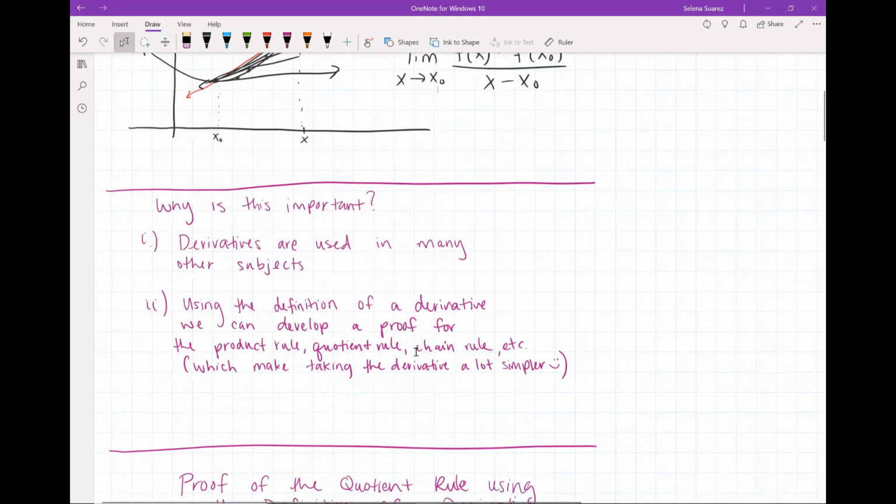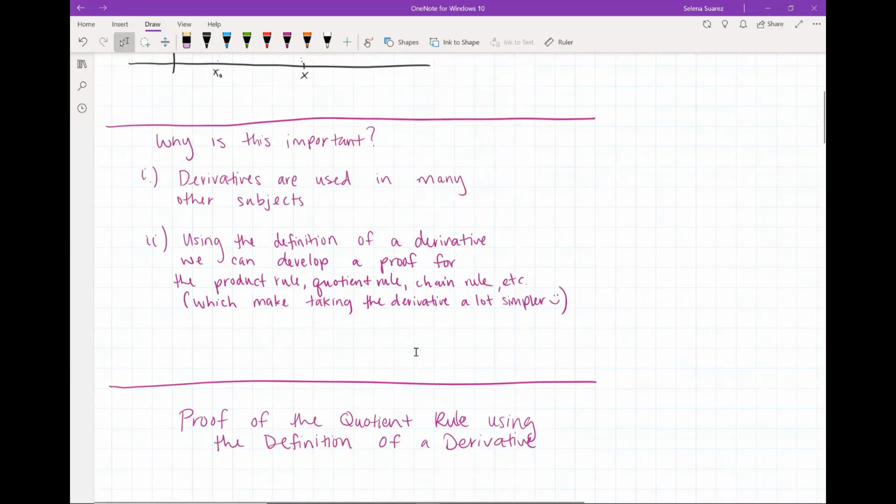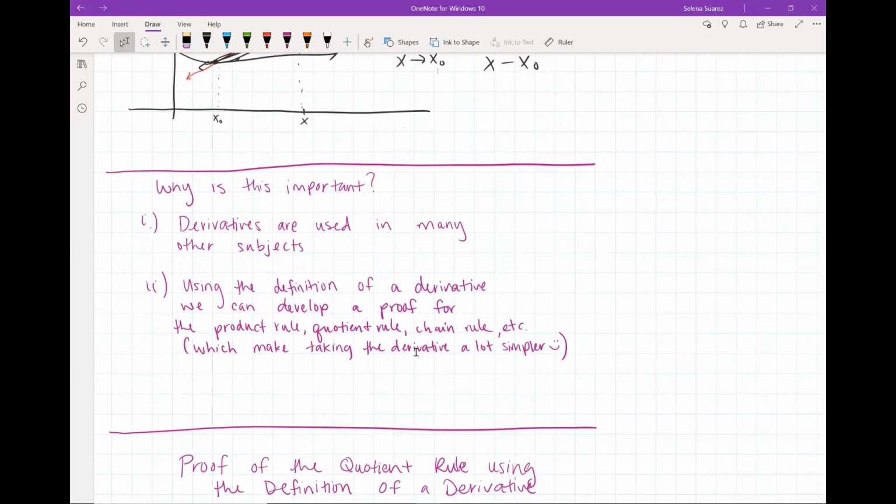So why is the definition so important? Well, derivatives are used in many other subjects, not just in math. We see it a lot in physics, also in engineering. And using the definition of a derivative, we can develop a proof for the product rule, the quotient rule, chain rule, etc. And these rules, which we already know, are shortcuts to taking the derivative, which makes our life a lot easier.